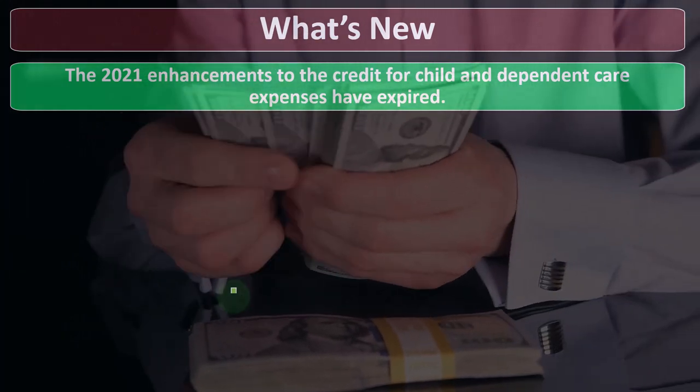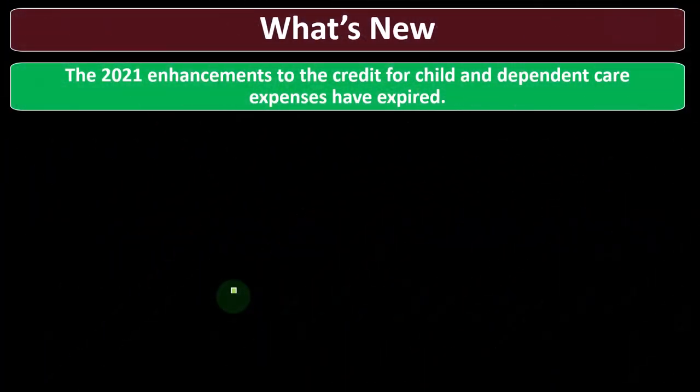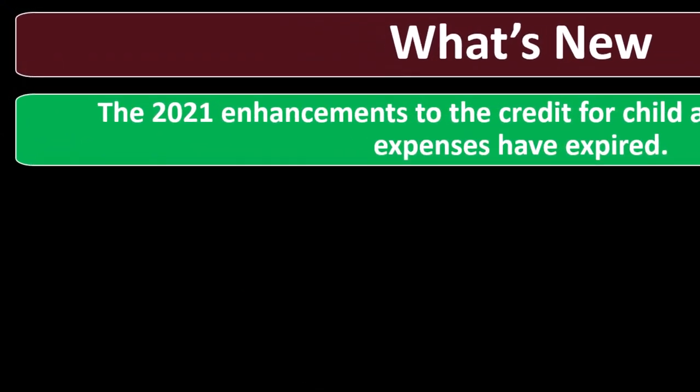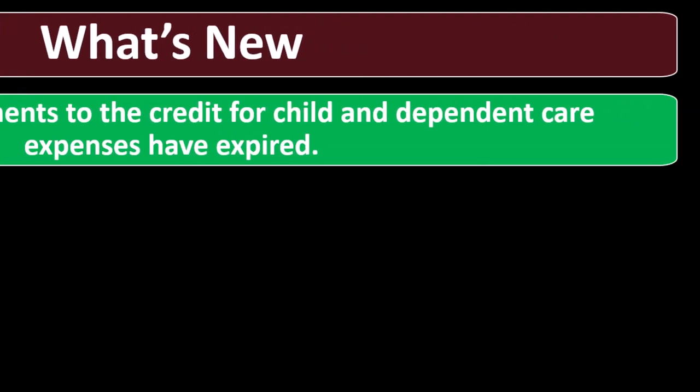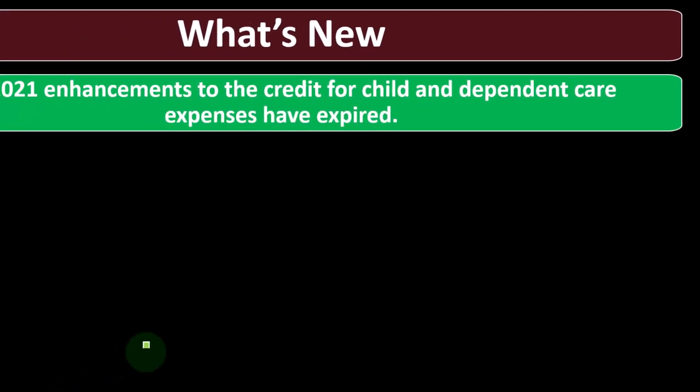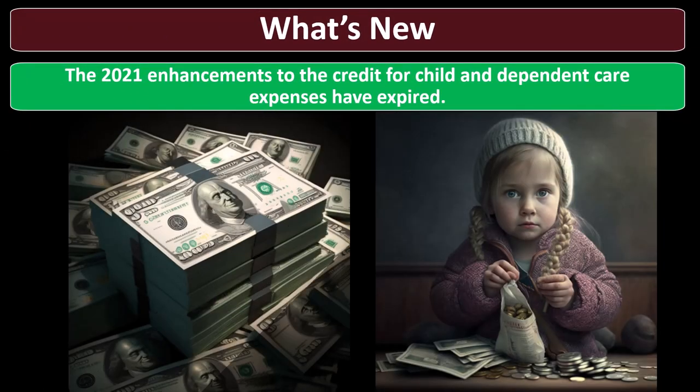All right, so what's new with it? The 2021 enhancements to the credit for child and dependent care expenses have expired. This is kind of a common theme. You'll recall when the COVID thing happened, a lot of the response was through the tax code, where they sent out stimulus payments and all that kind of stuff. And they also inflated some of the credits, including the child tax credit, as well as this child and dependent care expenses credit.